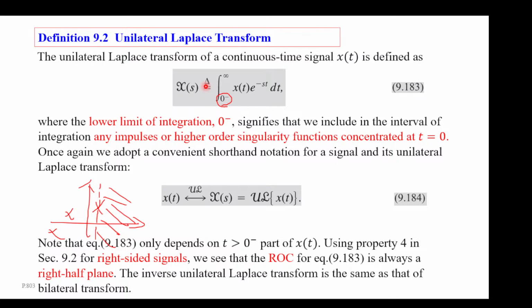Okay, I think we need to wait a little bit. In particular, if we have a delta function as x of t, then 0 minus will also pick out the delta function. Hopefully you can still hear me.